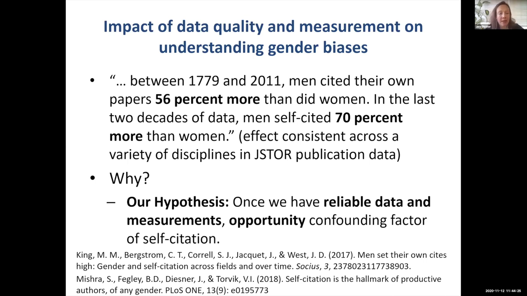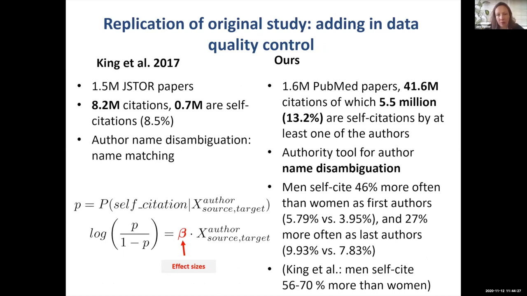So let's see how that went. The first thing we did was we basically replicated the original study. Both studies had a whole lot of papers from different sources. They had a good amount of self-citations on both of these data sets.